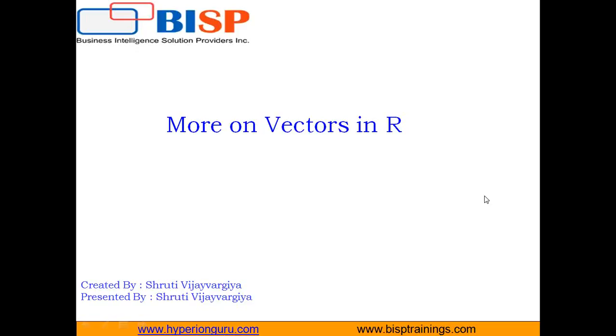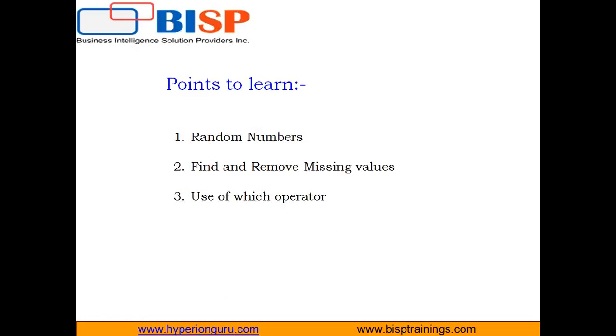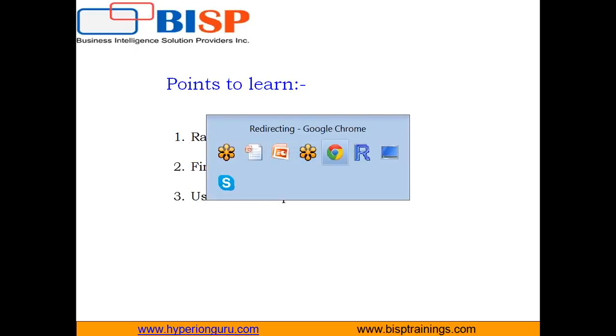So in this video, I am going to tell you about many operations over vectors. You are very well familiar with vectors. Vectors are sequences of data elements of the same basic type, and for creating a vector we use the c function. In this video, I am going to explain random numbers, how to find and remove missing values in a vector, and the use of the which operator in a vector. Okay, so let's begin. Go to your RStudio.